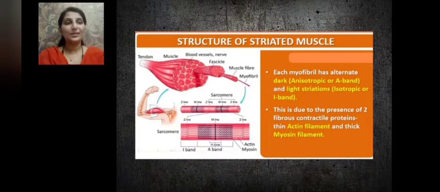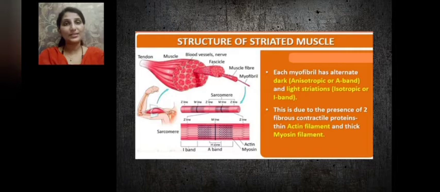Each myofibril has alternate dark and light striations. We can see dark and light striations. Each muscle fiber or myofilament has alternate dark and light striations. The dark striations are called the A band, or anisotropic, and the light striations are called the isotropic or I band. This is due to the presence of two fibrous contractile proteins, the thin actin filament and the thick myosin filament.